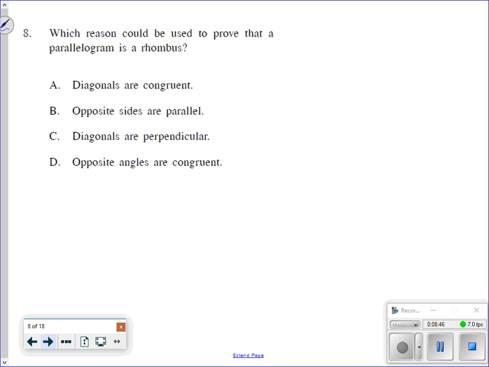8. Which reason could be used to prove a parallelogram is a rhombus? So you're looking for properties that a rhombus has that a parallelogram does not. Diagonals are congruent is a rectangle property. Opposite sides are parallel is a parallelogram property. So yes, a rhombus has that property, but since a parallelogram also does, it's not specific enough to tell us that we have a rhombus.